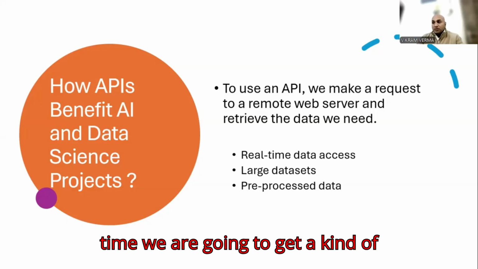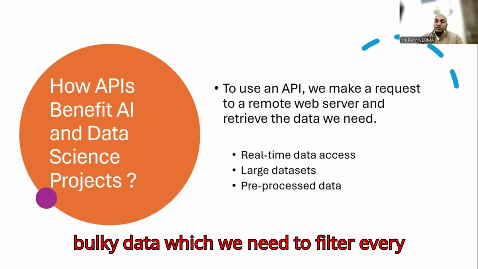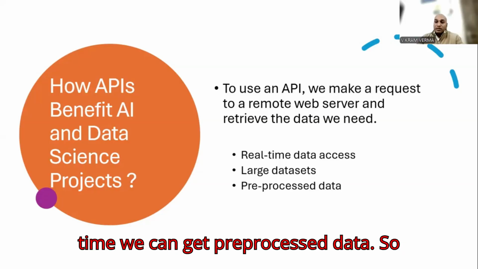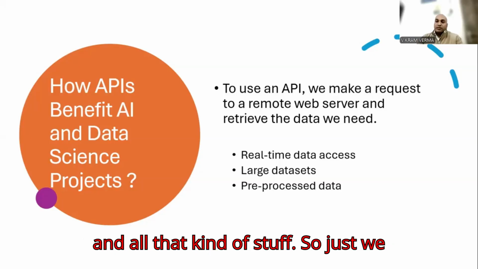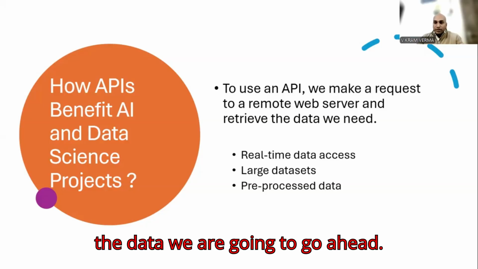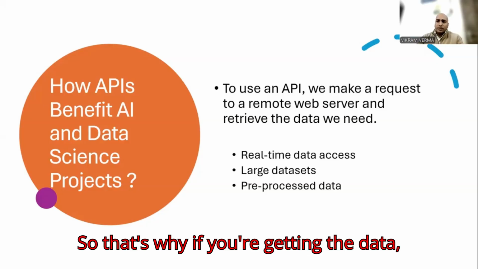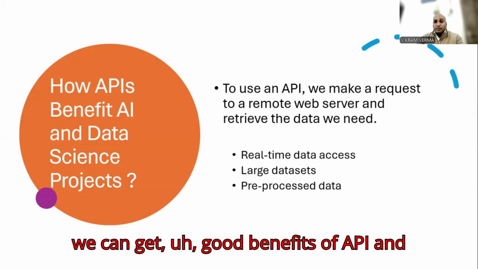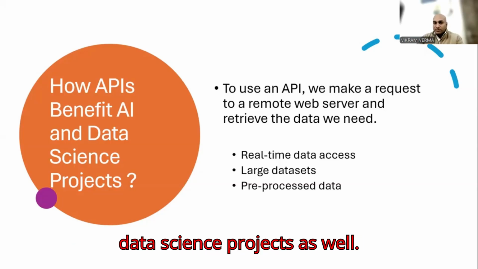And it is not like every time we are going to get bulky data which we need to filter every time. We can get pre-processed data, which is already enriched with filters and all such kind of stuff. So we just need to grab the data, and after getting the data, we go ahead. That's why we can get good benefits of APIs in data science projects as well.